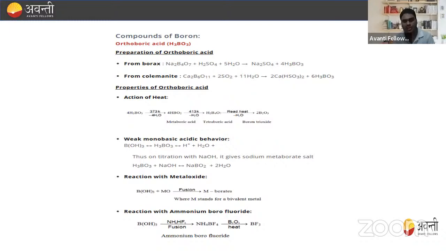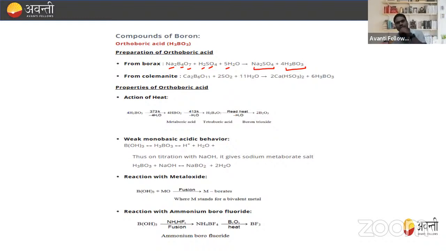Basically, orthoboric acid is prepared from either borax or colemanite, right? These are the two ways by which you can prepare orthoboric acid. For example, how will you prepare it from borax? The formula of borax is Na2B4O7. When this borax is treated with H2SO4 and water, you will get Na2SO4, that is sodium sulfate, plus H3BO3, that is boric acid, orthoboric acid. So by this way we can prepare orthoboric acid.